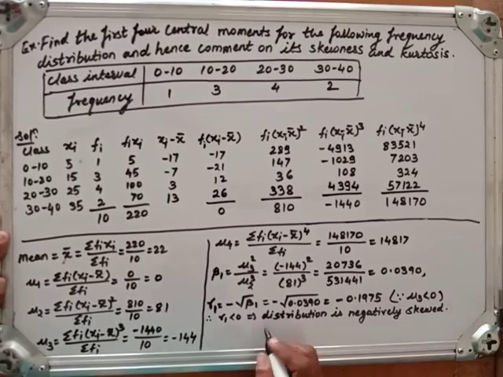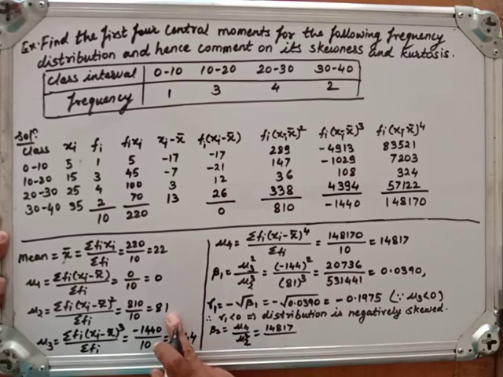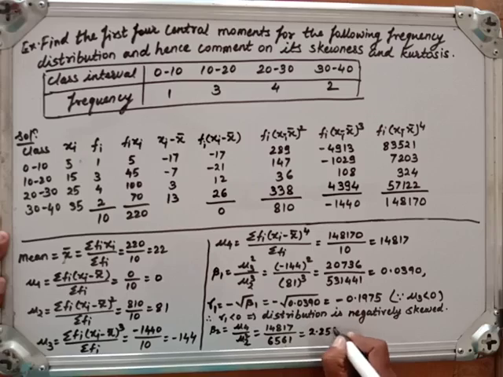Okay. Now the next part, let us find out beta 2. What is beta 2? It is mu4 upon mu2 square. So mu4 is how much? This one, 14,817 upon mu2 square. Mu2 square means 81 square. 81 square is 6,561. So it is 2.258 and this is less than 3.